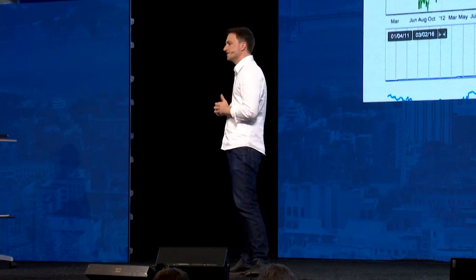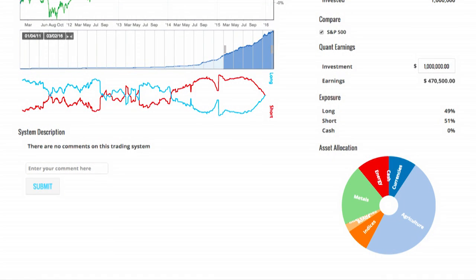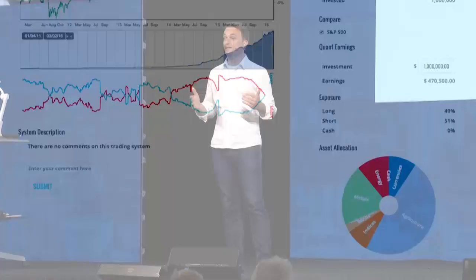Now, Alex's algorithm trades commodity futures: agricultural commodities, precious metals, energy commodities. And trading commodity futures requires a lot of capital. One single contract of gold costs $120,000. Now, Alex, as a 19-year-old student, doesn't have the million it takes to trade this algorithm effectively.